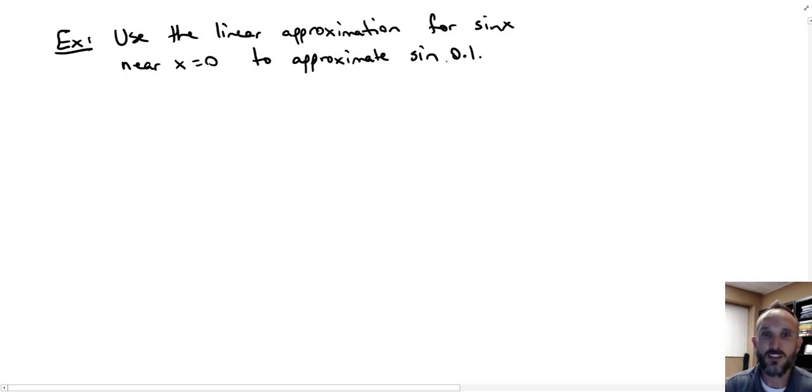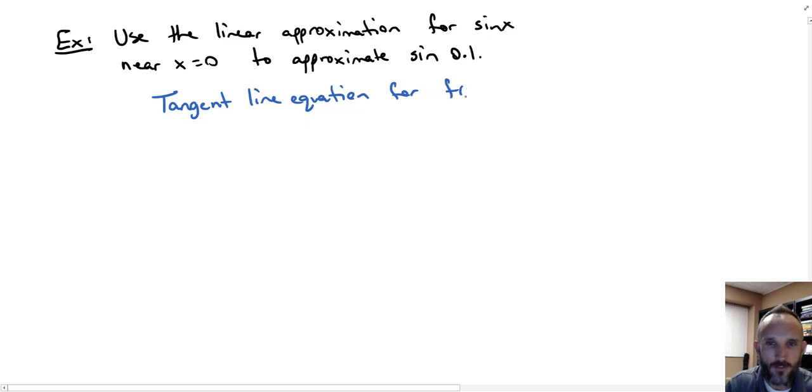So let's understand that this answer is going to be close to 0, but let's get an actual approximation for it using a linear approximation. So what we need is the tangent line. We'll try to do this one without a picture. So we need the tangent line equation for f of x equals sine of x. That's our curve. We need that tangent line at the x value of 0 because we're looking to plug in a number close to 0, and the problem even mentions near 0.